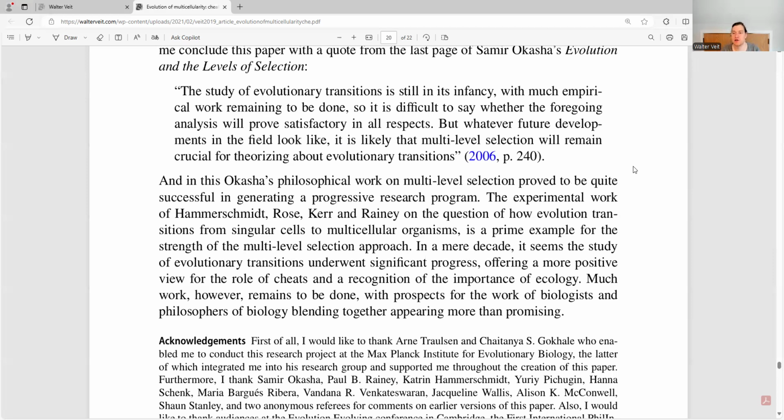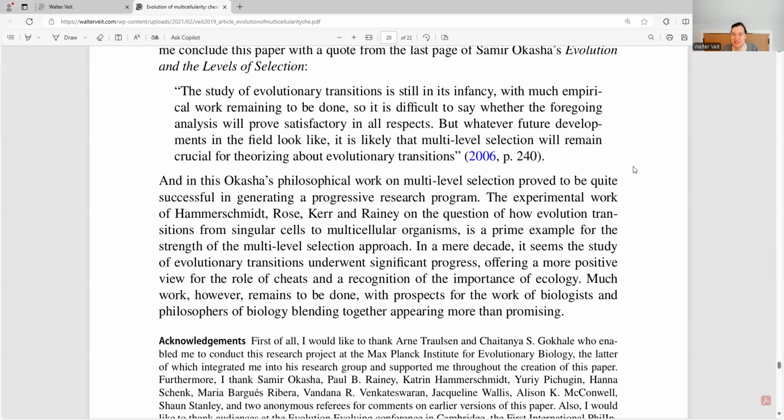2006, page 240. And in this, Okasha's philosophical work on multi-level selection proved to be quite successful in generating a progressive research program. The experimental work of Hammerschmidt, Rose, Kay, and Rainey on the questions of how evolution transitions from singular cells to multicellular organisms is a prime example for the strength of the multi-level selection approach.